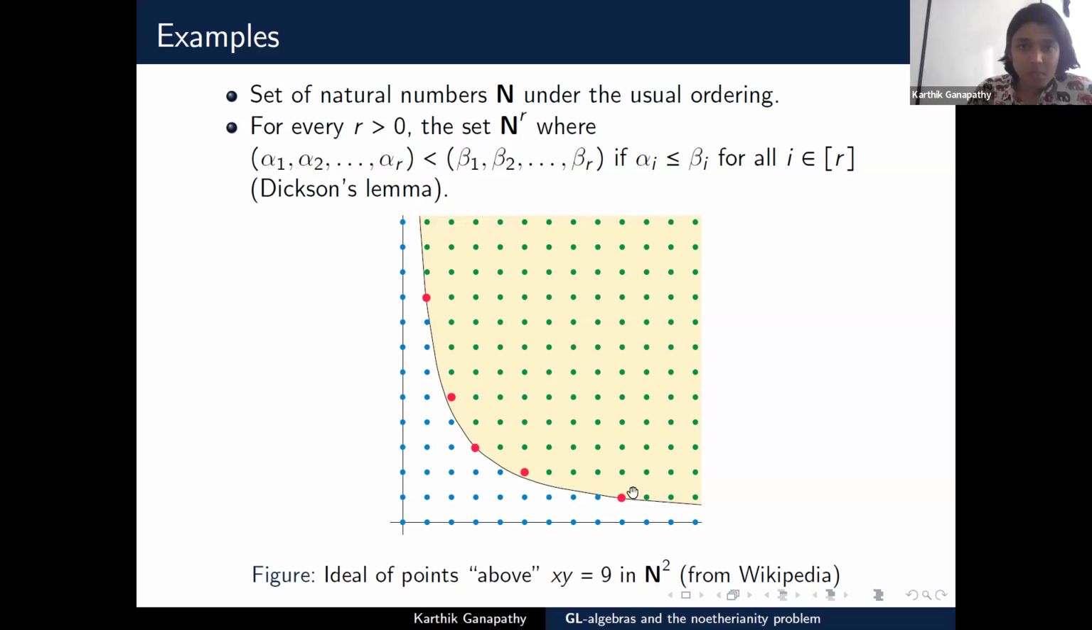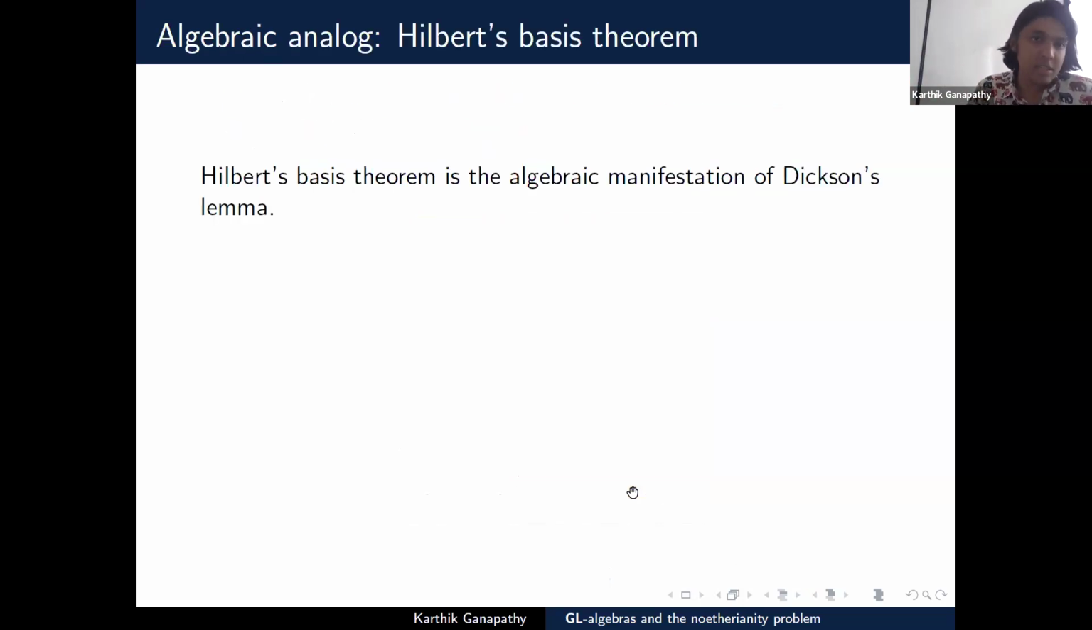But the reason I'm introducing these combinatorial gadgets is because I want to see them as algebraic manifestations of various theorems. In particular, Dickson's lemma for me is the combinatorial manifestation of Hilbert's basis theorem, where Hilbert's basis theorem is the statement that the r-variable polynomial ring is Noetherian.